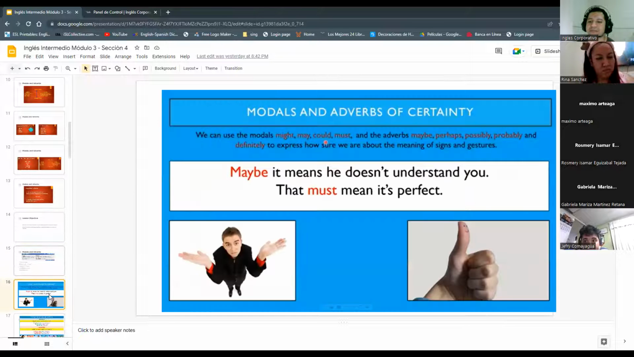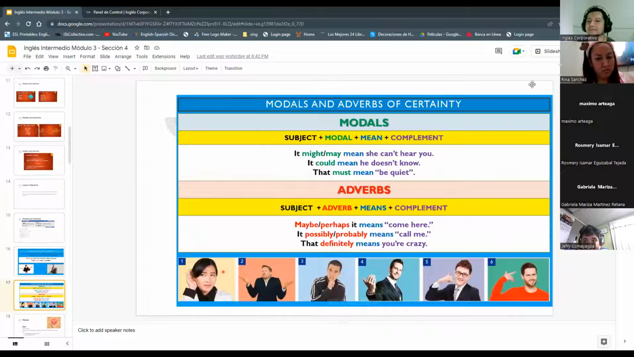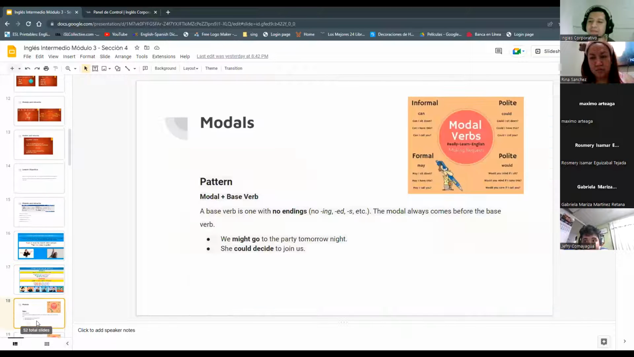Also, we did some examples, and this is the formula that we can use to write more sentences. And you asked me, ustedes me preguntaron, teacher, ¿se puede ocupar solo con mean o con varios verbos? Sí, los modals se pueden ocupar con varios verbos, many verbs, right? It might rain, it could be possible, that must be, or this must be ready by tomorrow, right? Esto debe de estar listo para mañana. This must be ready by tomorrow. Así que sí los podemos utilizar con varios verbos, no solo con mean. Ahí dice mean porque eso es lo que estamos viendo, ¿verdad? Y los adverbs, maybe, perhaps, possibly, probably, and definitely, the same, right? We can use it with different things.